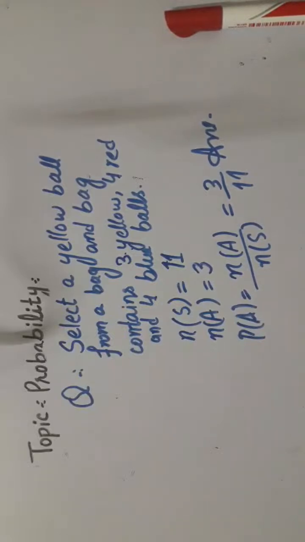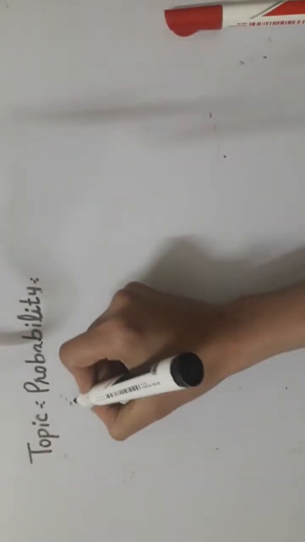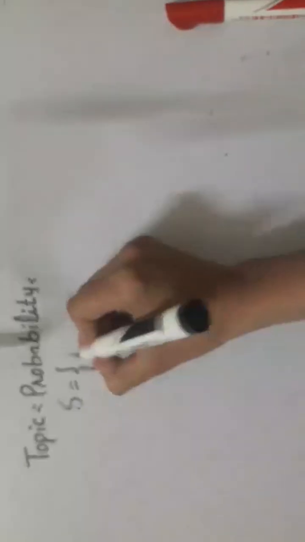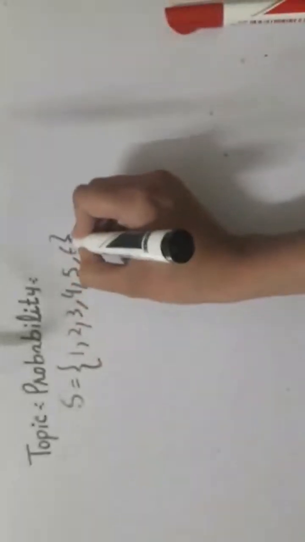Now we will solve some die questions, because in probability mostly die questions are asked. So we have a die roll. So the sample space will be equal to 1, 2, 3, 4, 5 and 6. Sample space is equal to 1, 2, 3, 4, 5 and 6.